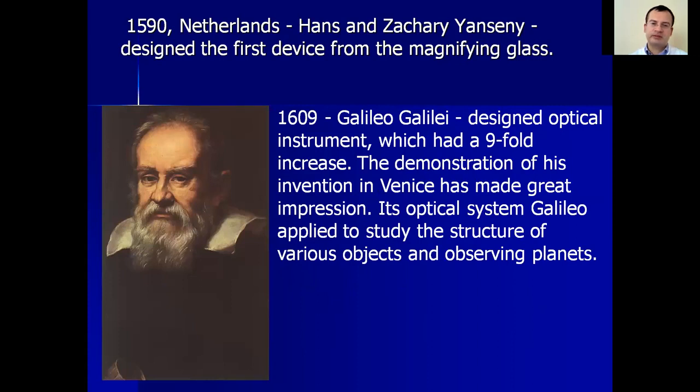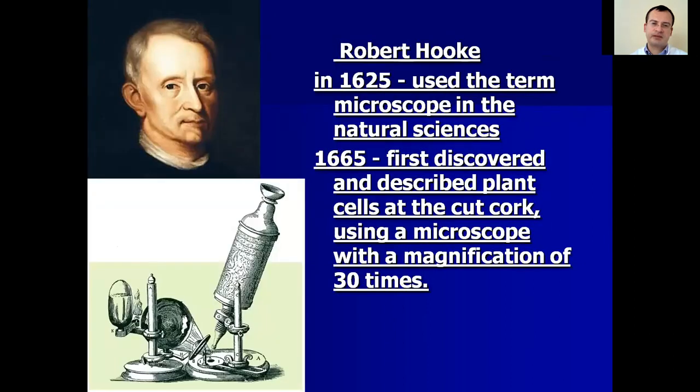Galileo Galilei designed an optical instrument which had a nine-fold increase. The demonstration of his invention in Venice made a great impression. Galileo applied his optical system to study the structure of various objects and to observe planets. Robert Hooke used the term microscope in natural science. He first discovered and described plant cells in cork, using a microscope with a magnification of 30 times.